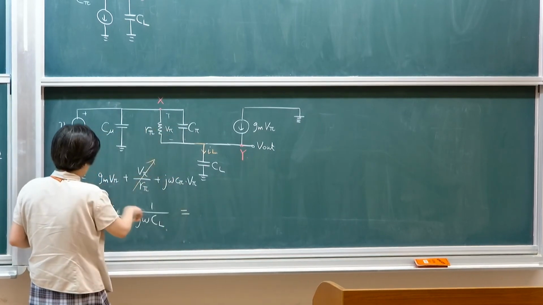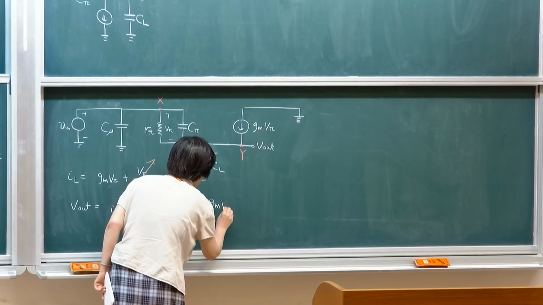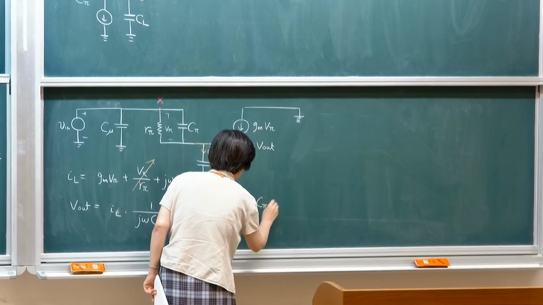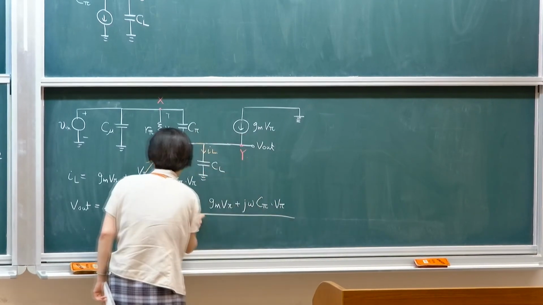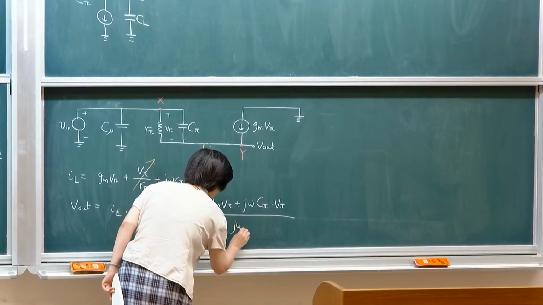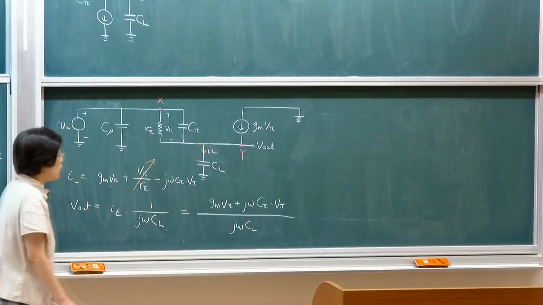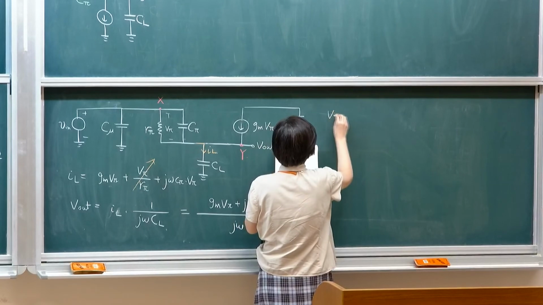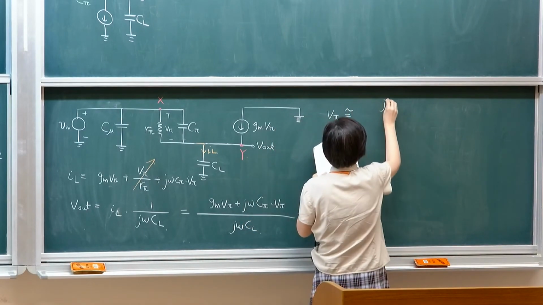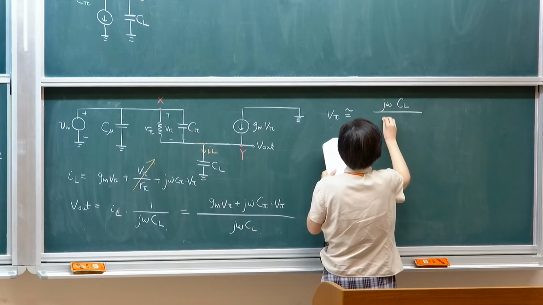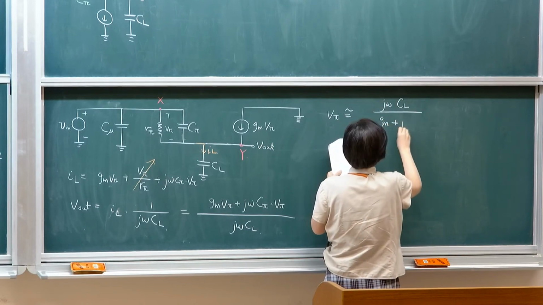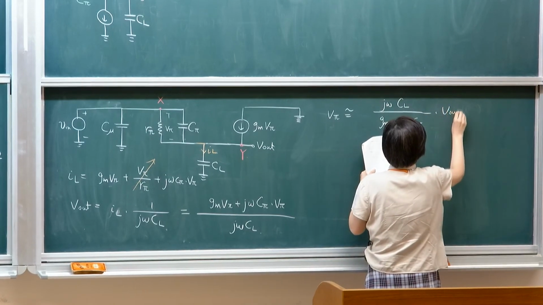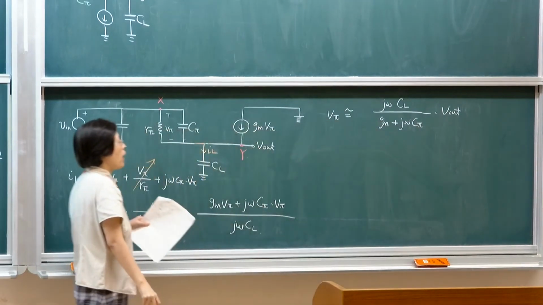And then from simply insert that in, it will be gm Vπ (1 + jωCπ) Vπ divided by jωC_load. So we can get the relationship between Vπ and VL. So we get Vπ, and I said approximately it's (jωC_load)/(gm + jωCπ) times VL. So we get the relationship between VL and Vπ.